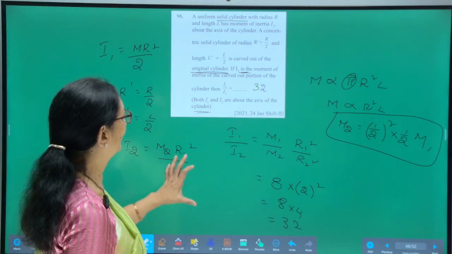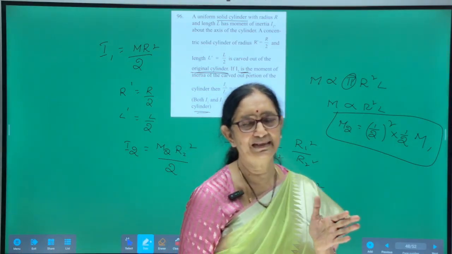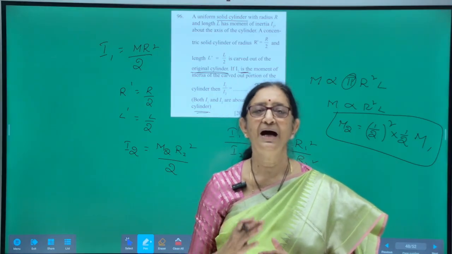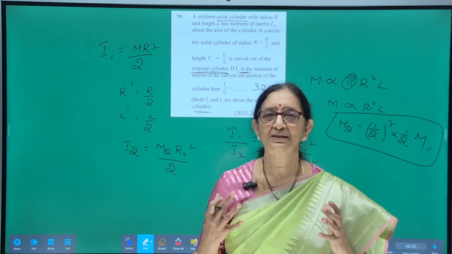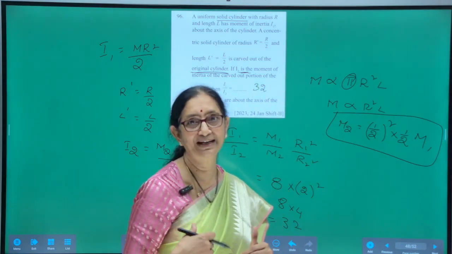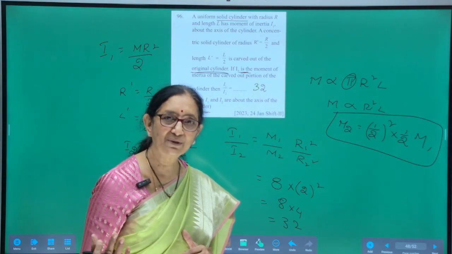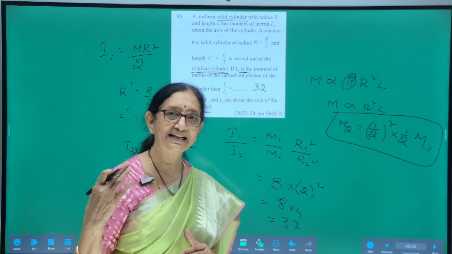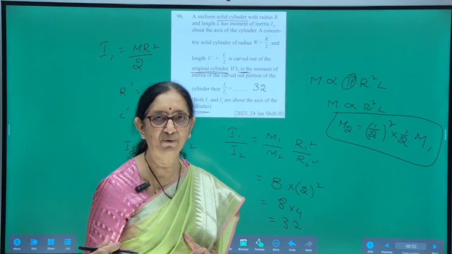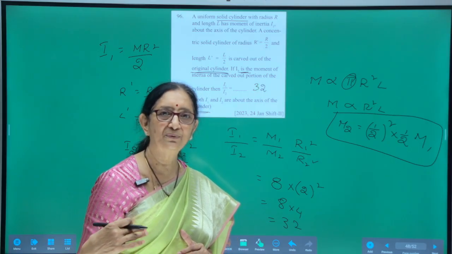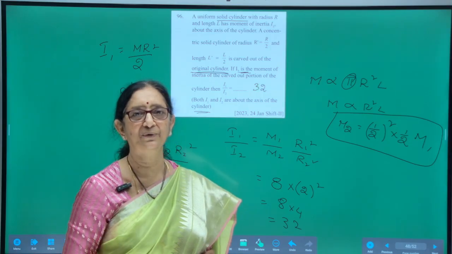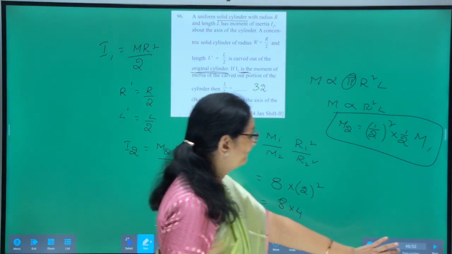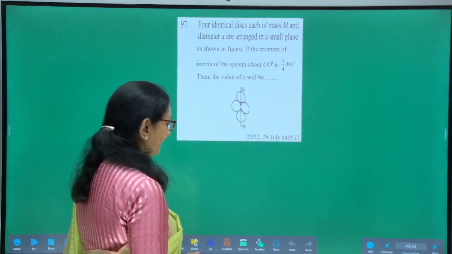Okay. So, here it is directly proportional to m r square, mass proportional to volume. So, mass becomes 1/8 and r becomes half, so r square becomes 1 by 4. So, 1 by 32 times of the original value will be the moment of inertia of the removed part. So, I1 is to I2 ratio will be 32.